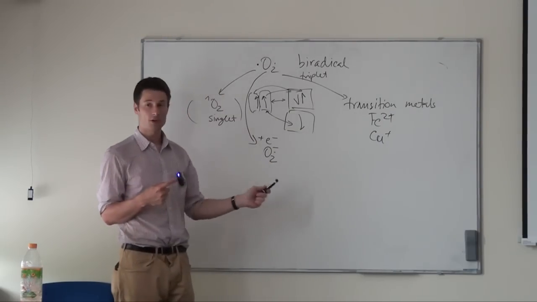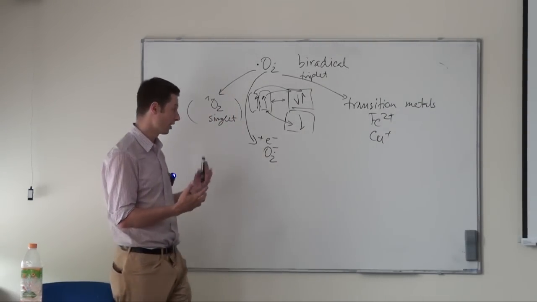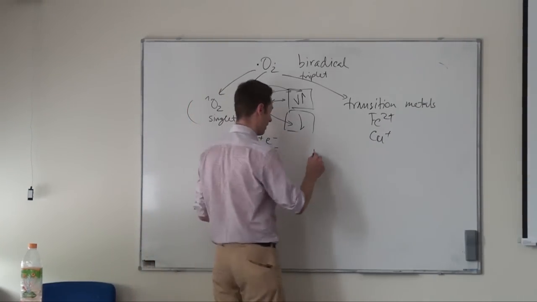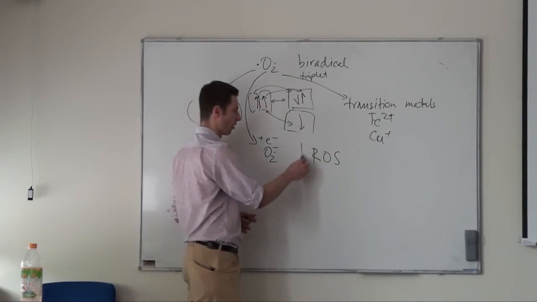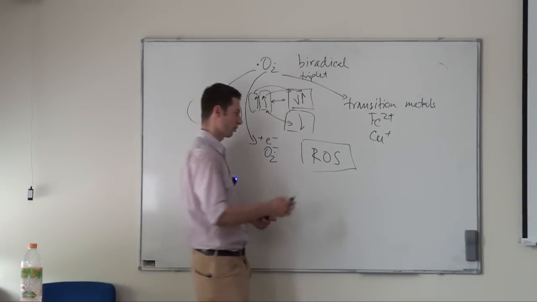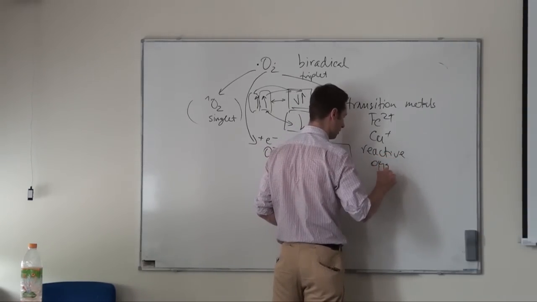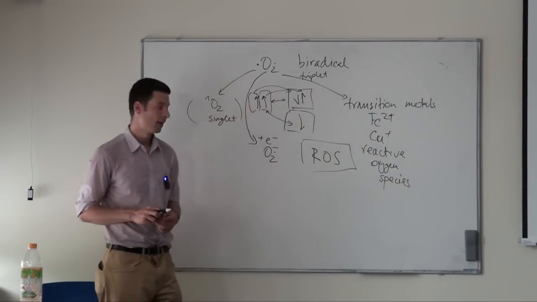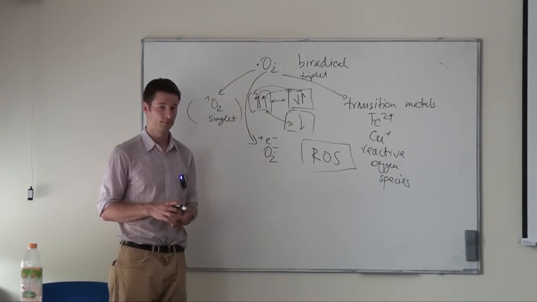So superoxide is the product of one electron reduction, and is one of the group of very reactive oxygen species. Actually, reactive oxygen species is the current name for what used to be called free radicals or oxygen-derived free radicals. So reactive oxygen species is the name, and superoxide is one of them. It's basically the first step in the reduction.